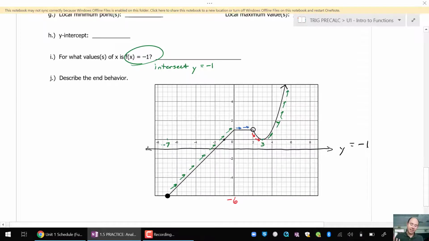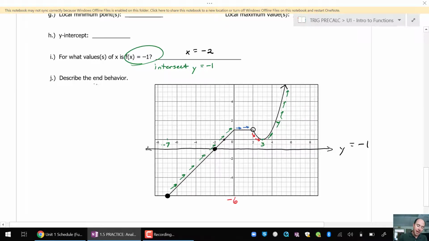For what values of x is the function equal to -1? We'll basically find where those two intersect. Looks like right there at x equals -2. There could be another solution. In this case, this function only has one place where that horizontal line intersects the function, x equals -2.